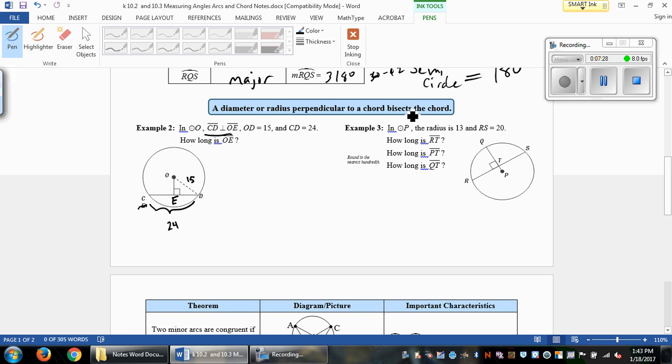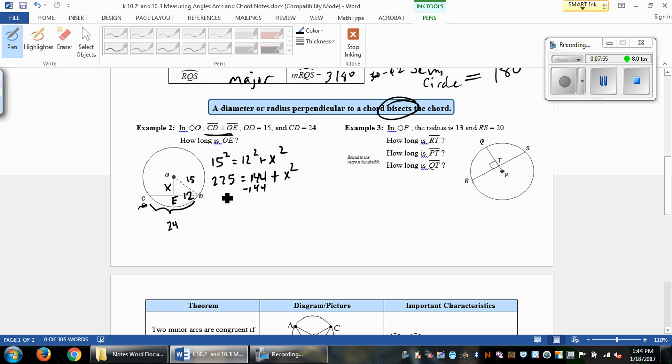Okay, and since it says that it bisects it, that means cuts in half. So CE and ED are the same. So that makes it 12. So if we're trying to find OE, mark it as an X. We have a right triangle, so we can use Pythagorean Theorem. So we have 15 squared equals 12 squared plus X squared. And then for that, we end up with 225 equals 144 plus X squared.